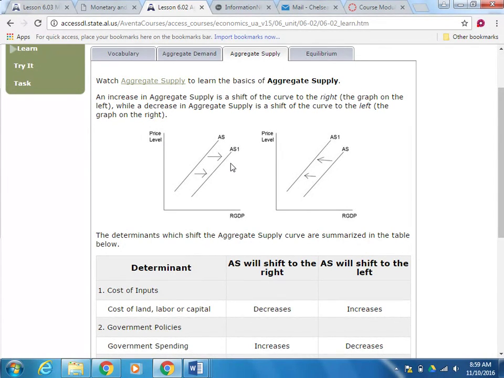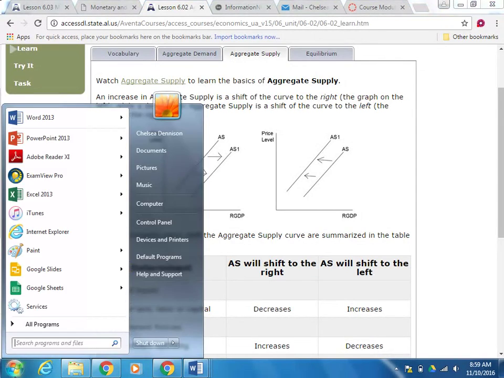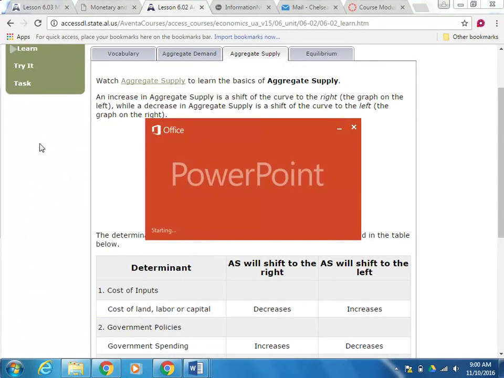And if there's more product out there, it's going to cost less money, so your price level is going to decrease. On the other hand, if there's a decrease in aggregate supply, then producers are putting out less, so your output is going to decrease. And if there's less goods on the market, they're going to be more expensive, so that price level is going to increase.